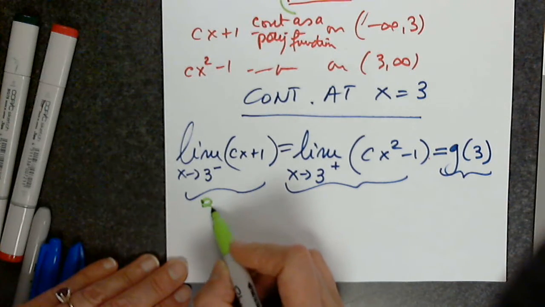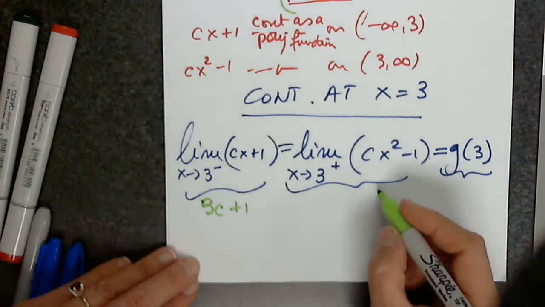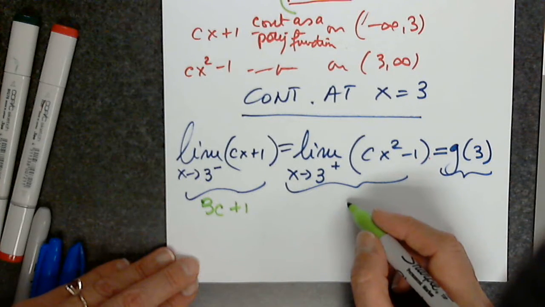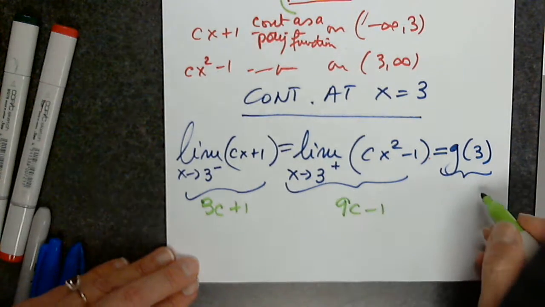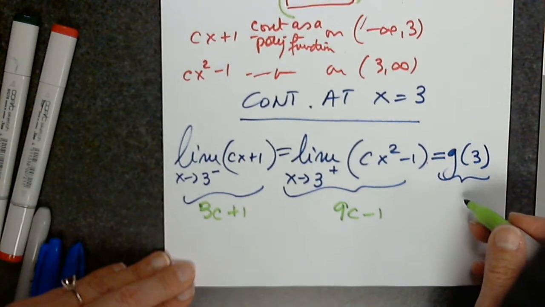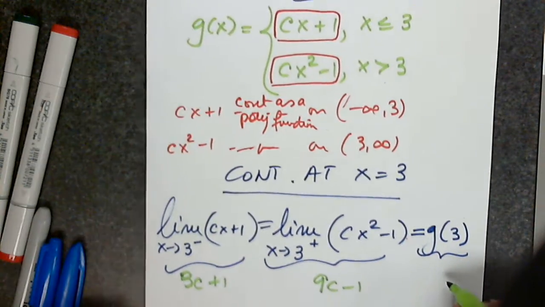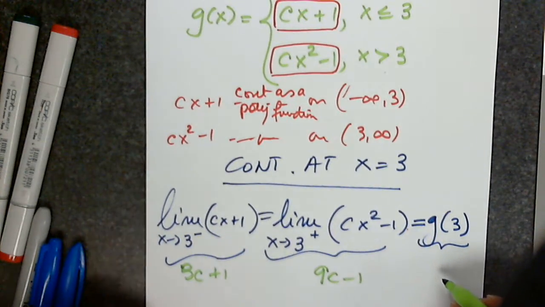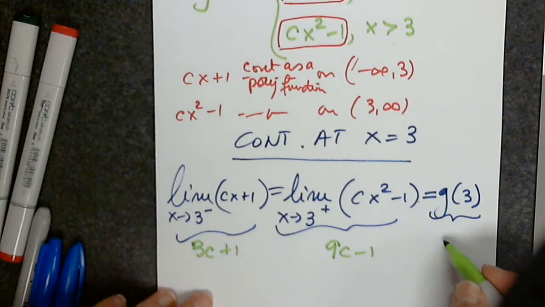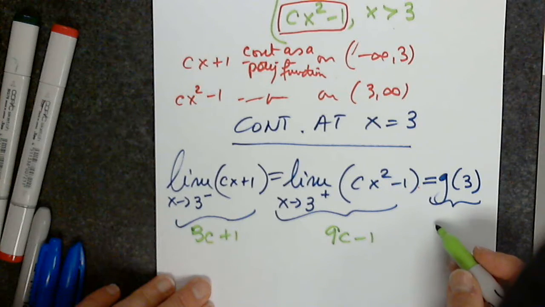3c plus 1. Very good. Can anyone tell us the limit of this? Very good, excellent. And can anyone tell us g of 3? Tell me which one do you use, because you cannot use both branches. You have to specifically use which one. Very good. So what will that equal to? 3c.